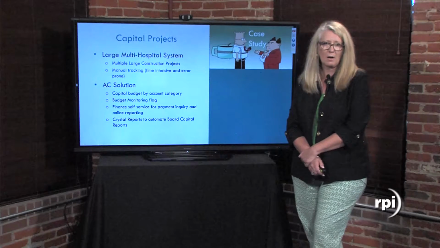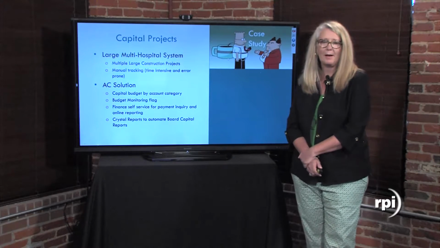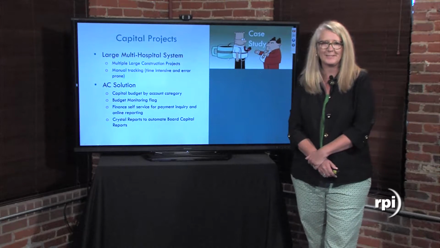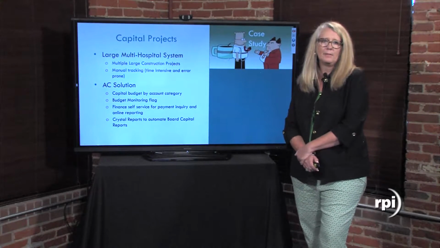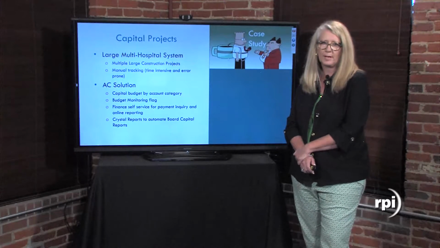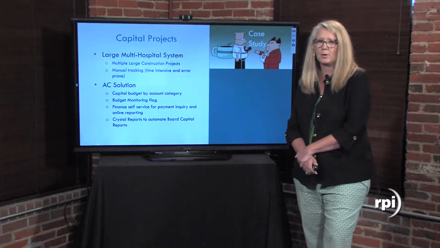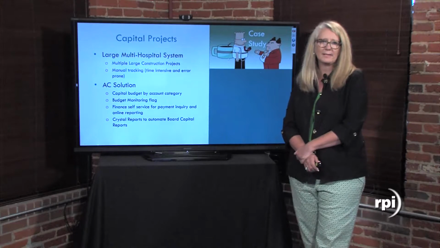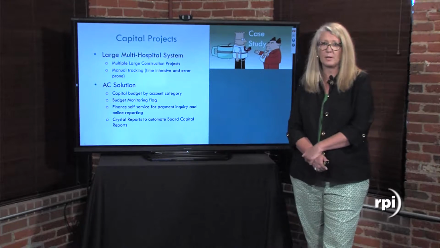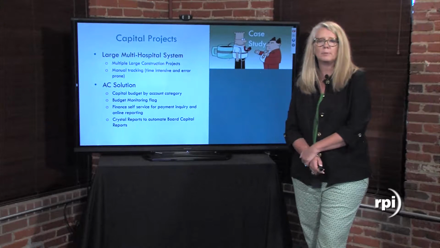They chose to do budget monitoring from the get-go, which is sometimes a big bite to do because it requires that you expect your management to adhere to their budgets. The budget monitoring was the key thing that pushed this company to do their capital projects in AC. They also utilized, this was many years ago, what was called Finance Self-Service. They utilized that for payment inquiry and online reporting for both their project managers as well as their vendors. And they used Crystal reports to automate their board capital reports.